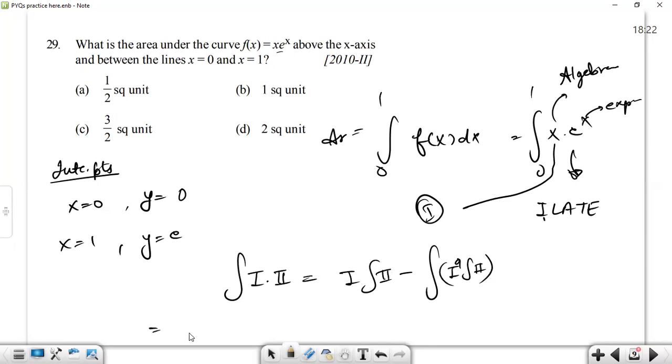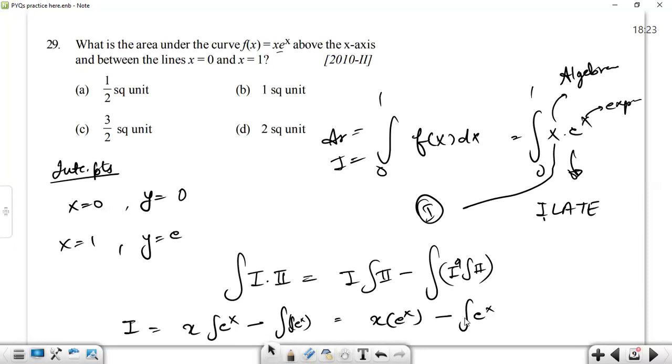Now here, the first function is x, integration of e^x, minus... let's name this integration as I. So I is x times integration of e^x, minus integration of derivative of first, the derivative of x is simply 1, times integration of second, integration of e^x, then whole integration. Integration of e^x is simply e^x, minus integration of e^x will be e^x. So now this is the integration: e^x times (x minus 1).